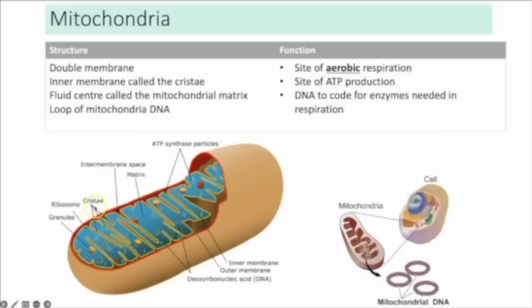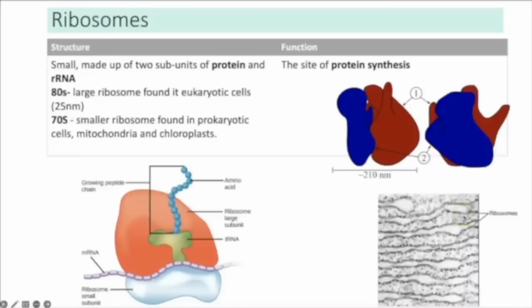Ribosomes are small, they're very, very small. You can see they're like these tiny dots in the microscope images. They're made up of 2 subunits of protein and RNA. So those are the 2 molecules it contains. There are 80S ribosomes, which are the larger ribosomes found in the cytoplasm of eukaryotic cells, or 70S ribosomes, which are much smaller, found in prokaryotic cells, and also in mitochondria and chloroplasts for eukaryotes. And the function is, it's where protein synthesis occurs.